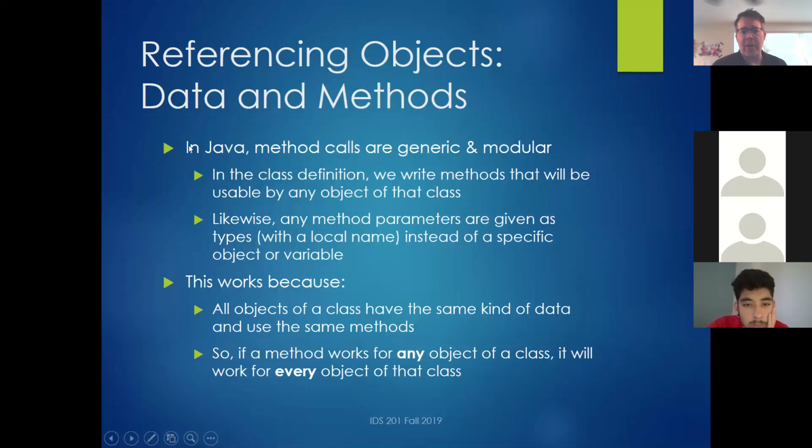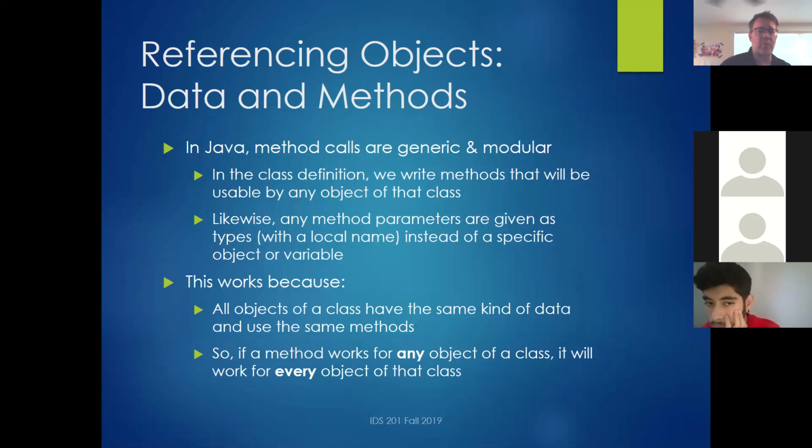So in Java, method calls are generic and modular, like I said. When we write the methods, we write them so they can be usable by any object of that class. Similarly, method parameters are given as types with a local name instead of a specific object or variable. So in my class definition, I don't directly set CA's username. I set up a method, setUsername, and if I want to change CA's username, I call that method for the object CA, and that's how I get to it.